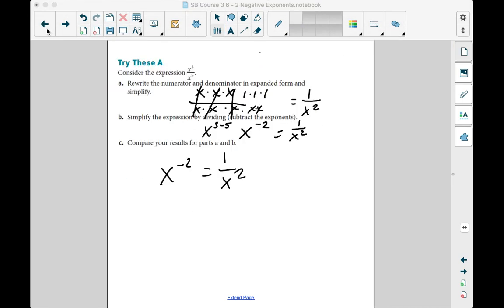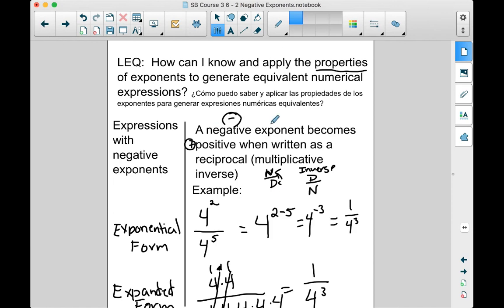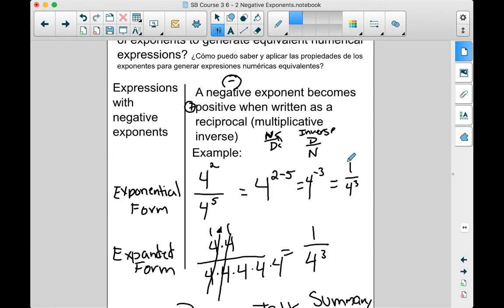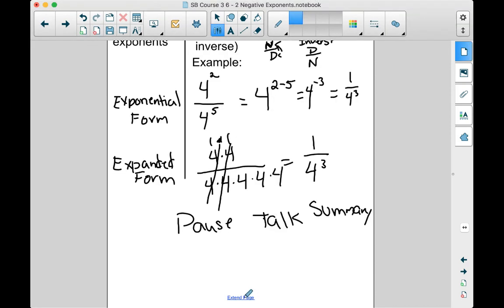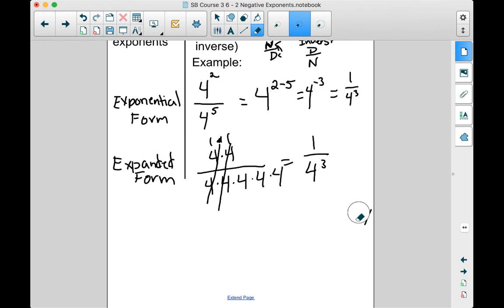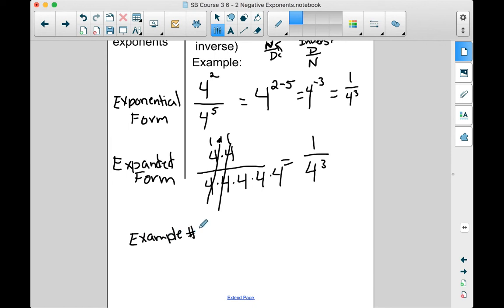Let's go back to our notes, and we're going to add another example. So our notes say a negative exponent becomes positive when written as the reciprocal. And originally, every one that we had talked about was like a negative exponent written as a fraction. But now I want to add another example. So this is example number 2. And this time I want to look at it as a current fraction. So here, that's our fraction.